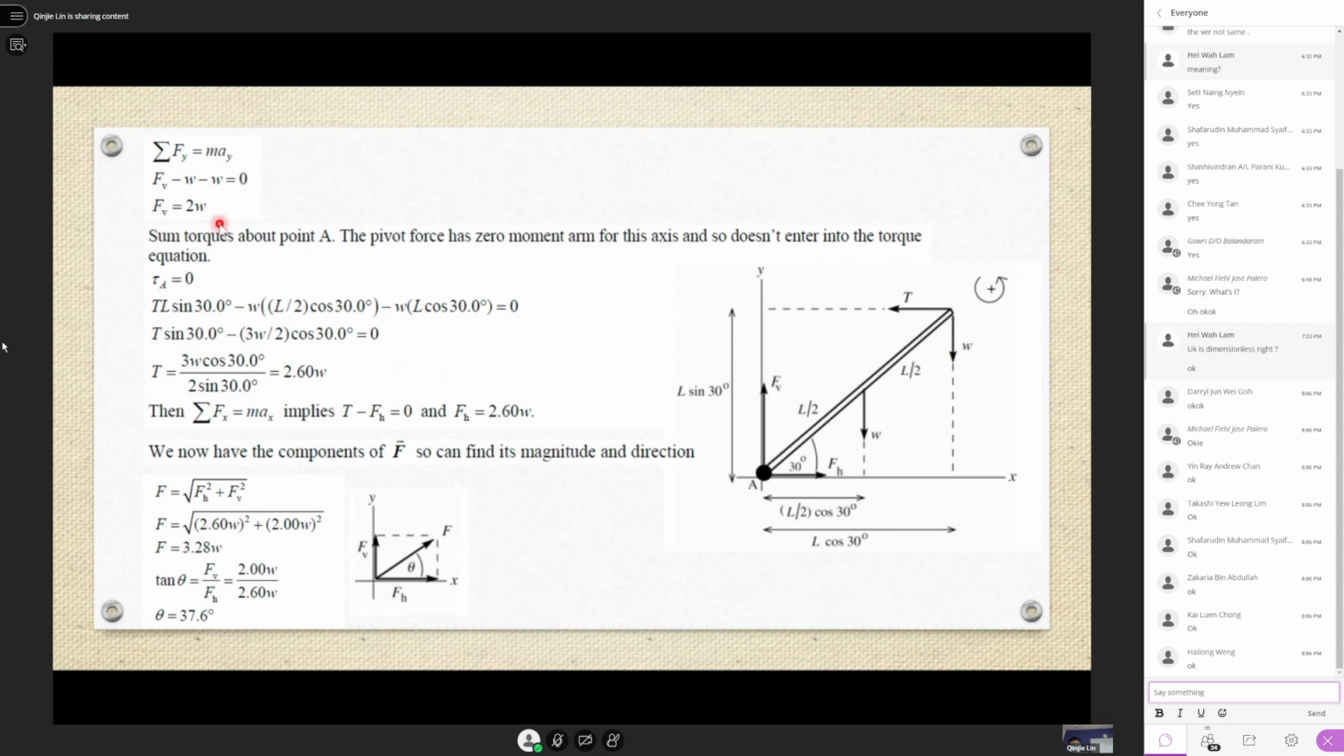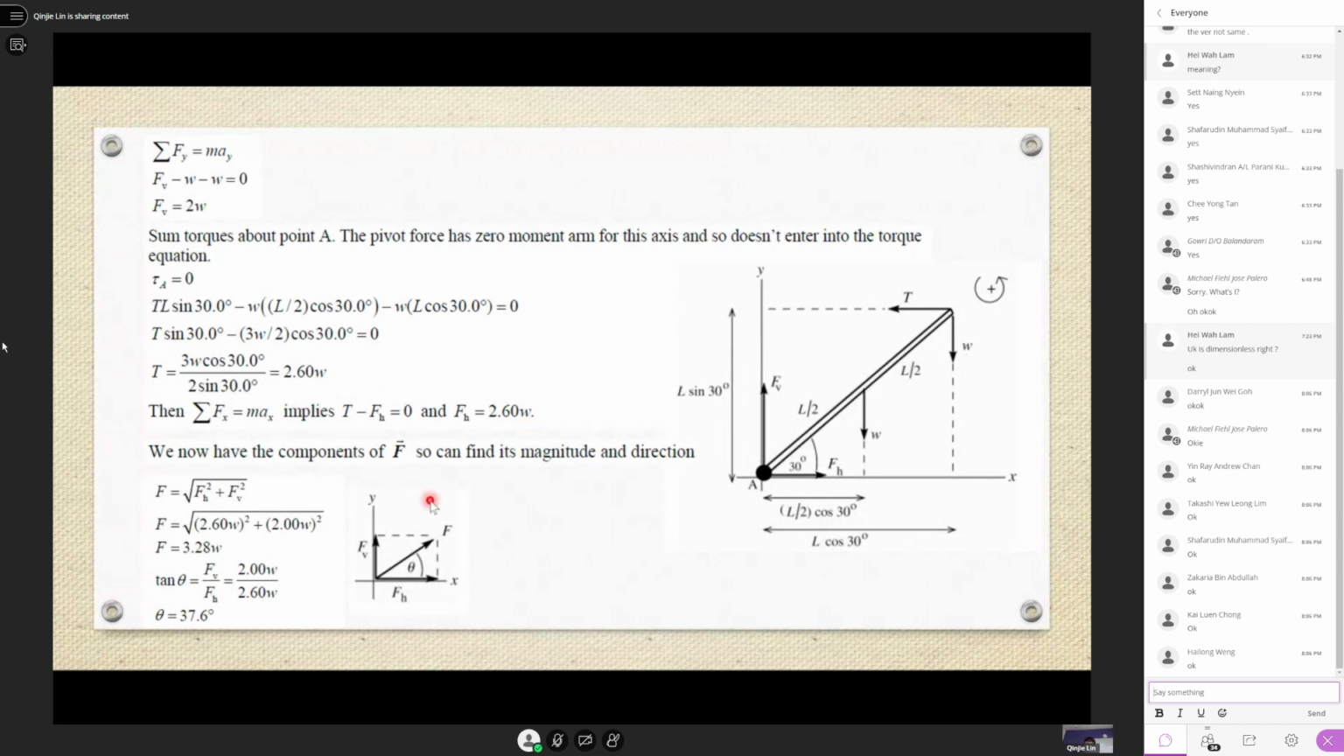Okay, so just now you get FV equals to something, now you get T equals to something. So what else you can do? You also can take summation of forces in the X direction. But this is nothing much, because you do summation of forces in the X direction, you'll realize T equals to FH. In other words, FH equals to whatever you have found for T. It's the same thing, because these are the only two horizontal forces, so they must be equal to each other. Okay, so FH must be equal to 2.6 W because T equals to 2.6 W.